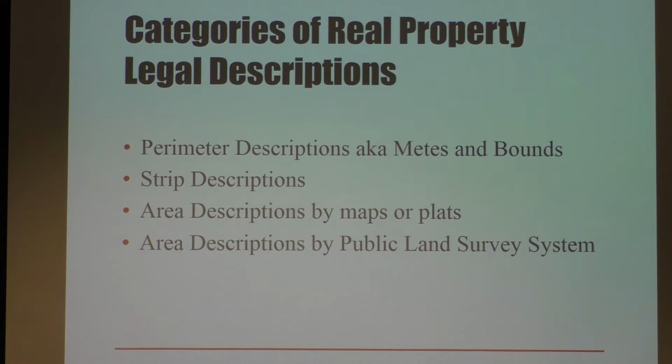So we're going to go through quite a few different types of descriptions. Strip descriptions are like roads. Roads are usually described by a strip description or an easement, which is a permission to cross or use a piece of property. Area descriptions by maps or plats, and that's like subdivisions. And the last one we already covered in another presentation, and that was the public land survey system.